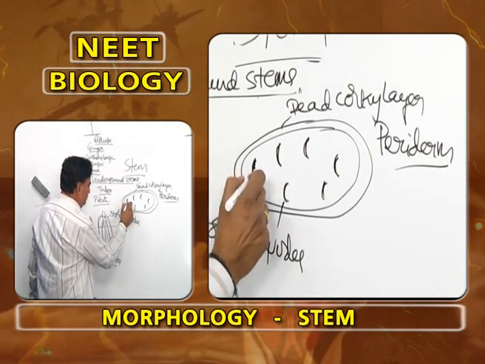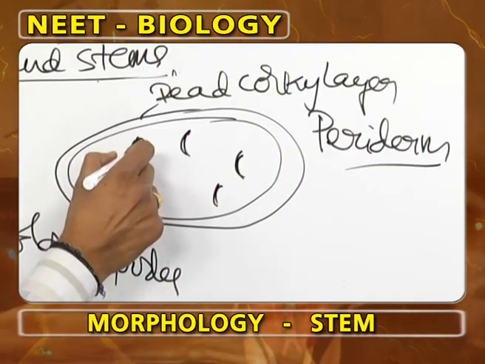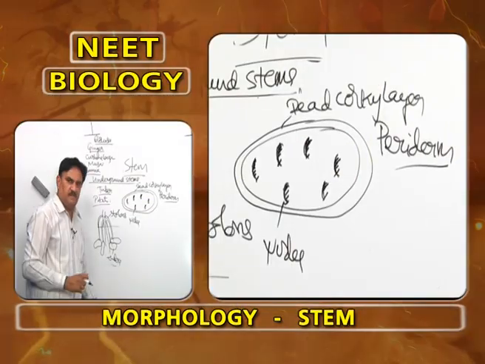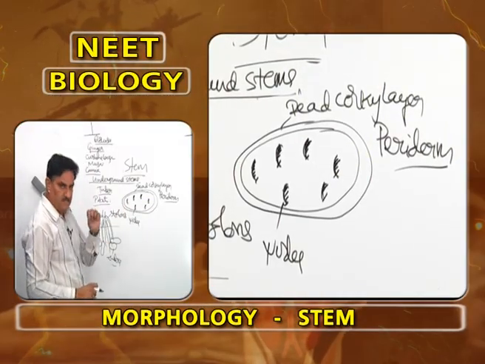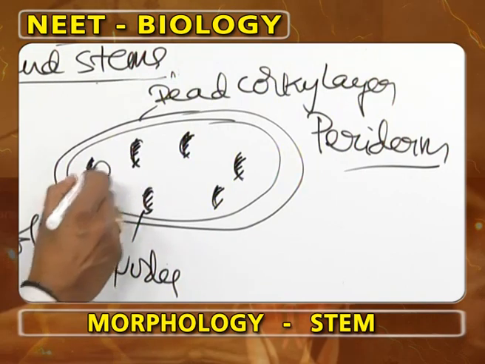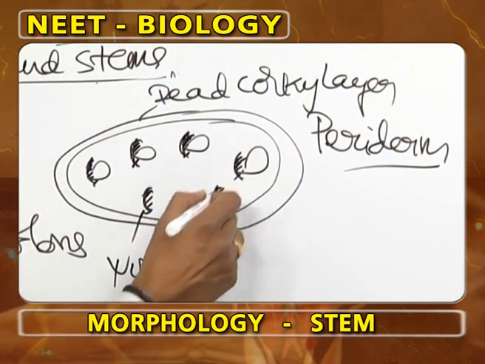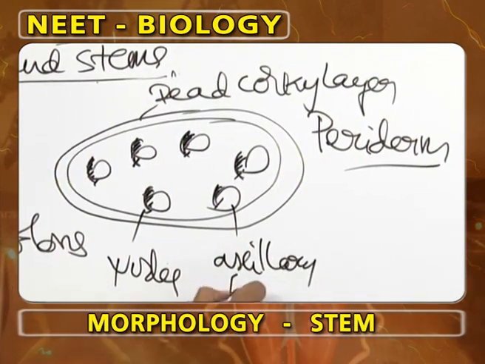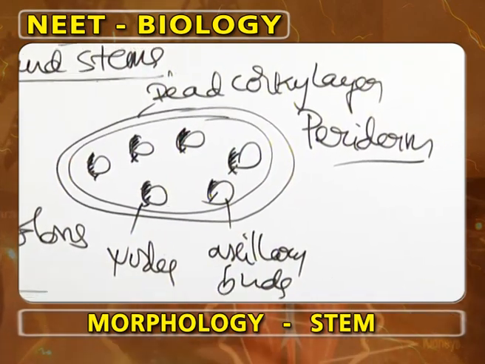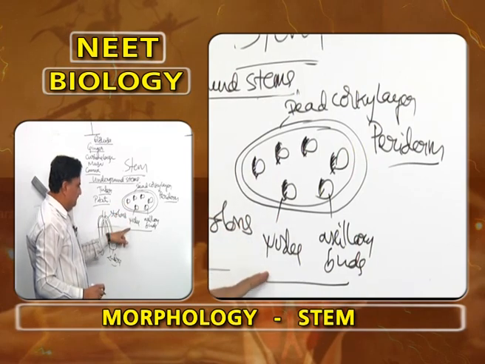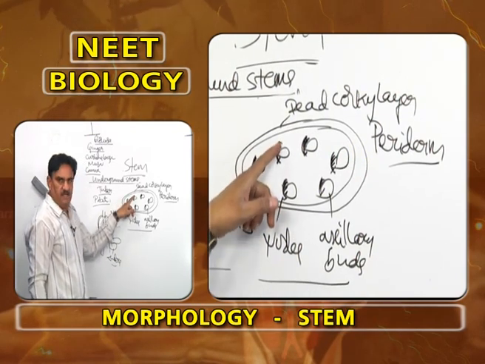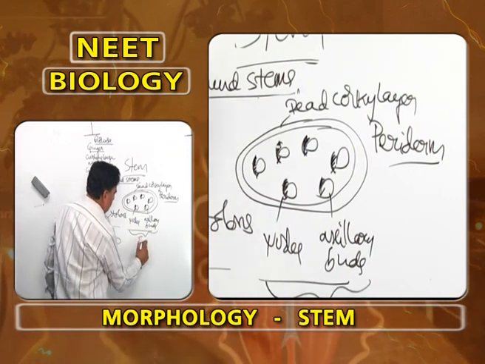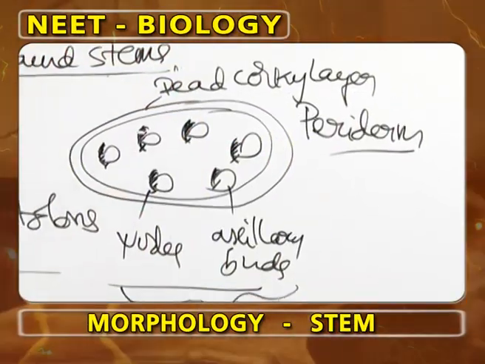In every half moon shaped node you will find the traces of scale leaves. That means previously scale leaves were there, and the places where scale leaves have fallen, their marks will be there. In the axils of the scale leaves, you will find axillary buds. So, a half moon shaped node along with the remnant of fallen scale leaves and axillary bud appear like an eye. That is why these structures are called eyes.